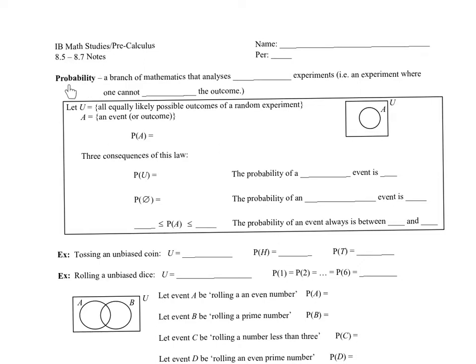So let's start with the definition of probability. Probability is a branch of mathematics that analyzes random experiments. That is to say, experiments where one cannot predict the outcome. Maybe another way to say that is that you don't know the outcome until the experiment has happened, like you don't know the outcome of a game until the two teams play the game. So that's what probability is.